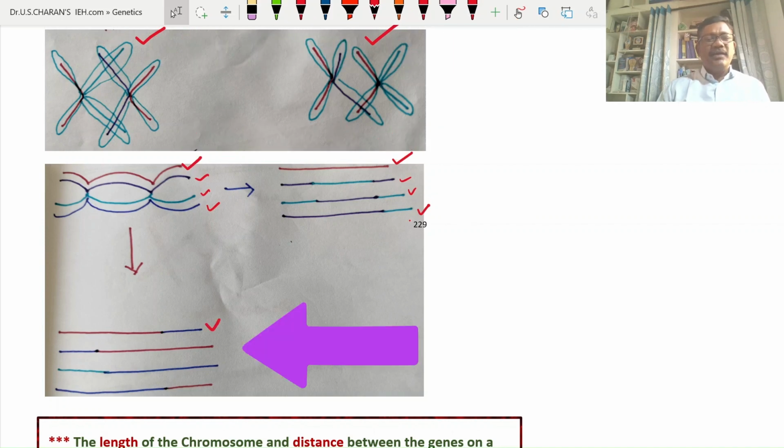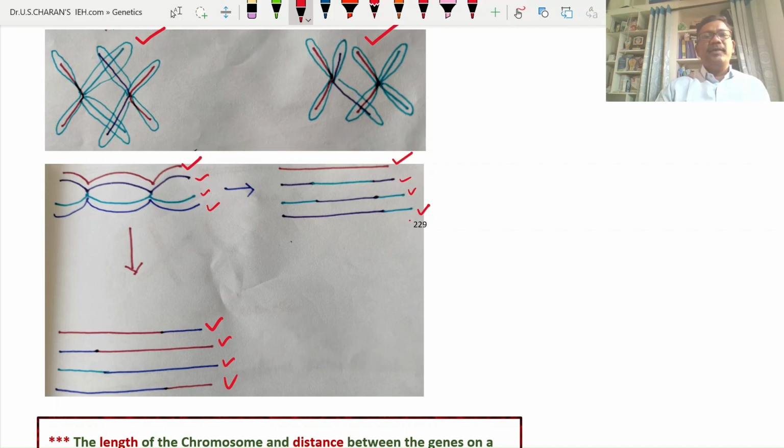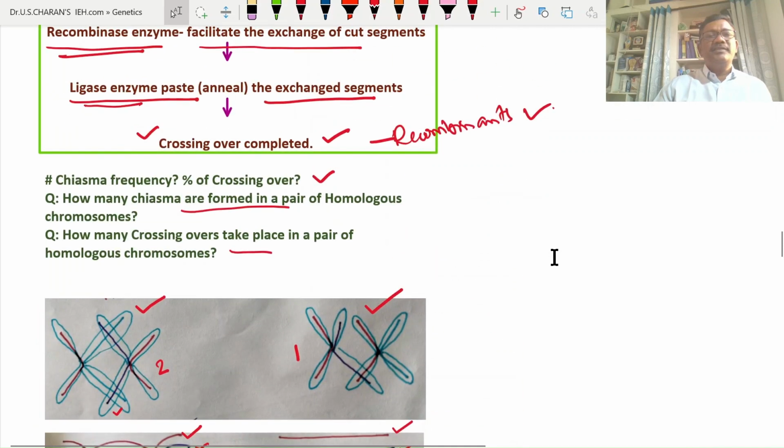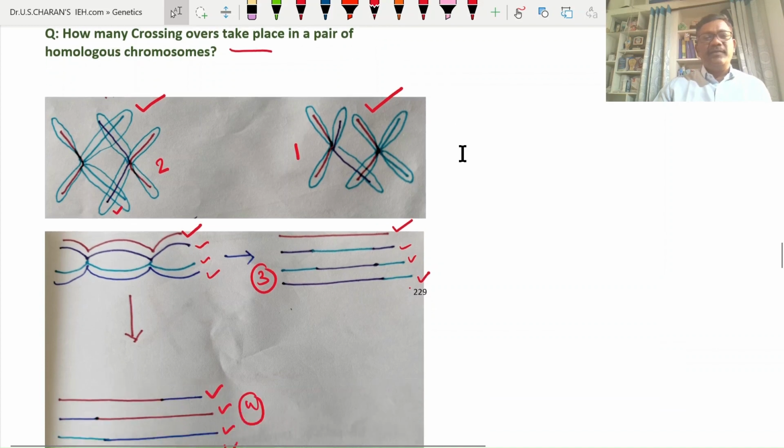But in this case, all the strands are involved. All the 4 strands are involved in the crossing over. They formed 4 recombinants. This is 4-strand double crossing over. So the crossing over may be single crossing over or double crossing over. In case of double crossing over, 2 chromatids may participate, or 3 chromatids, or all 4 chromatids may participate. So what is actually determining this? This is the question. Means the question is how many chiasma are forming or the percentage of crossing over.